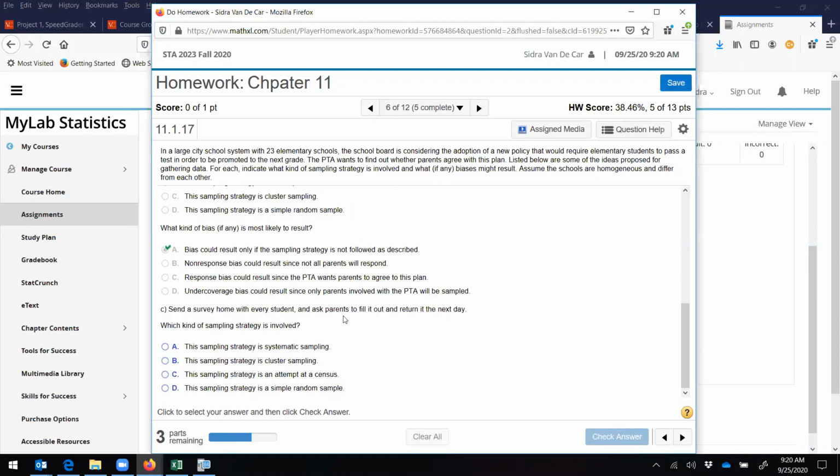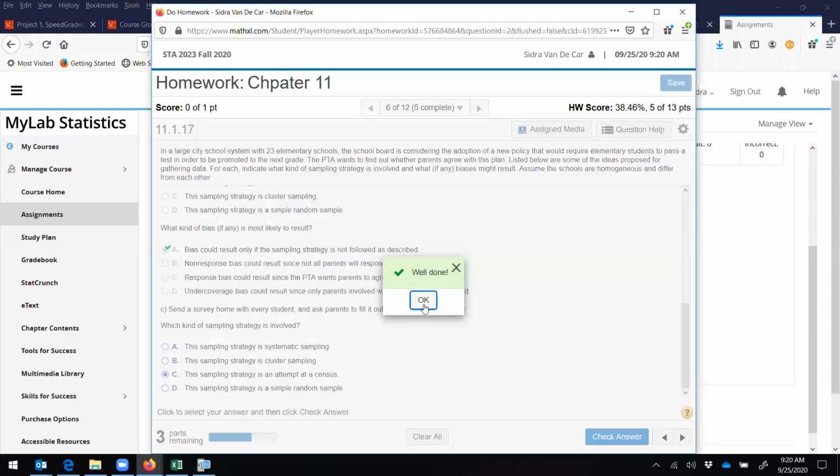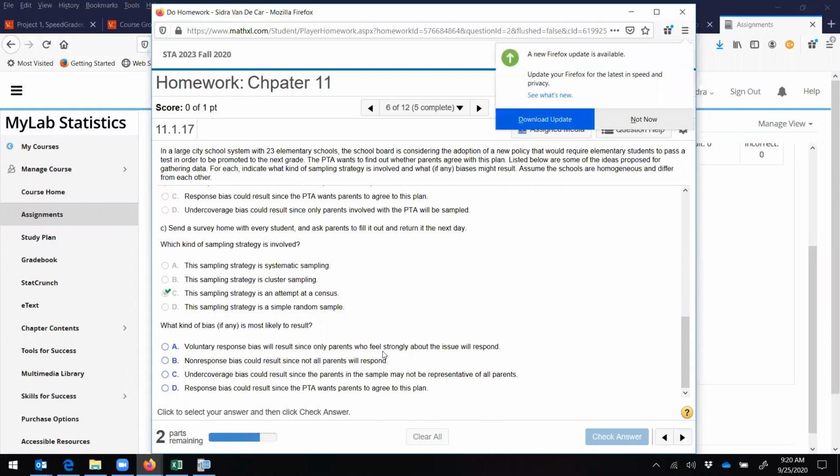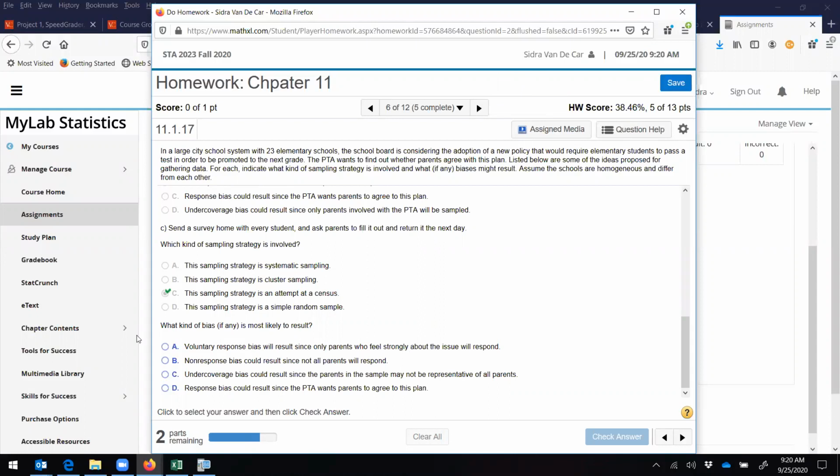Send a survey home with every student and ask parents to fill it out and return it the next day. This would be an attempt at a census because you're sending it home with every student, so you're trying to contact everyone. Voluntary response bias, only parents who feel strongly about the issue will respond. Oh, I'm sorry. Non-response bias, since not all parents will respond.